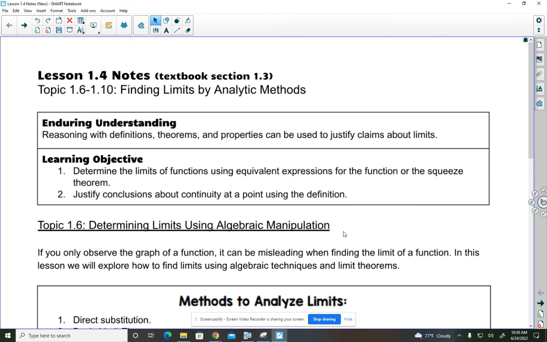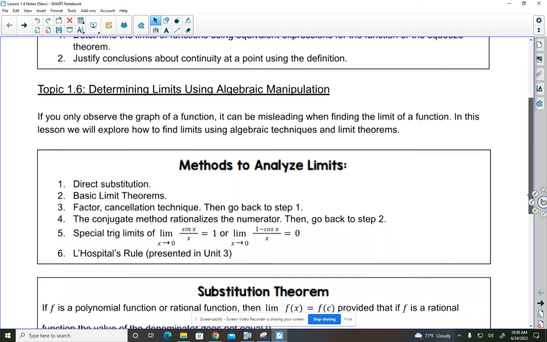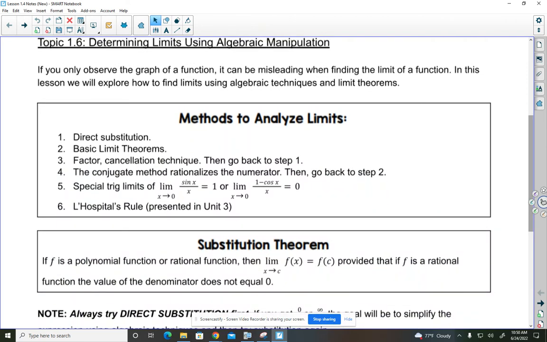If you only observe the graph of a function, it can be misleading when finding the limit of a function. In this lesson, we're going to explore how to find limits using algebraic techniques and other limit theorems.